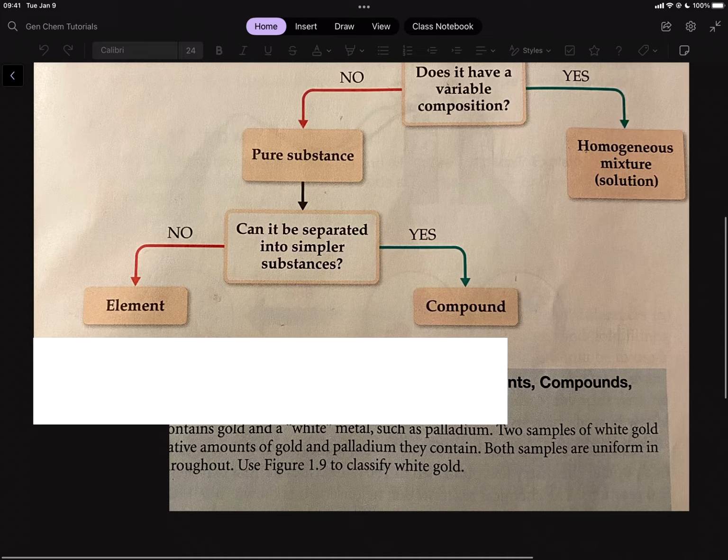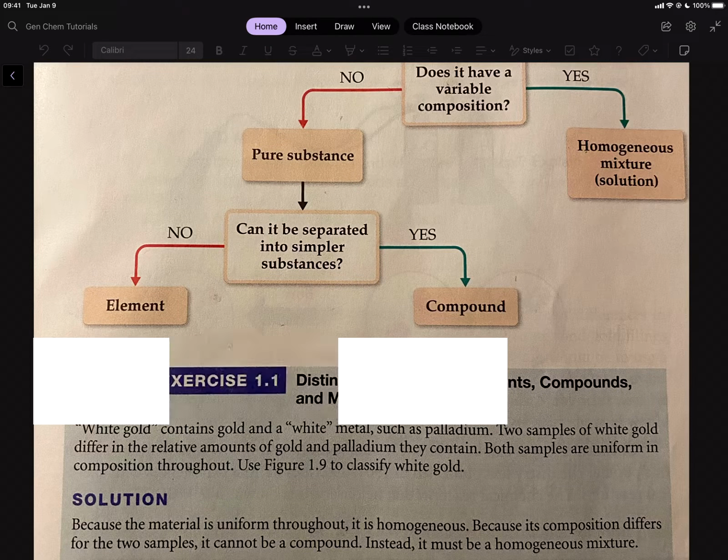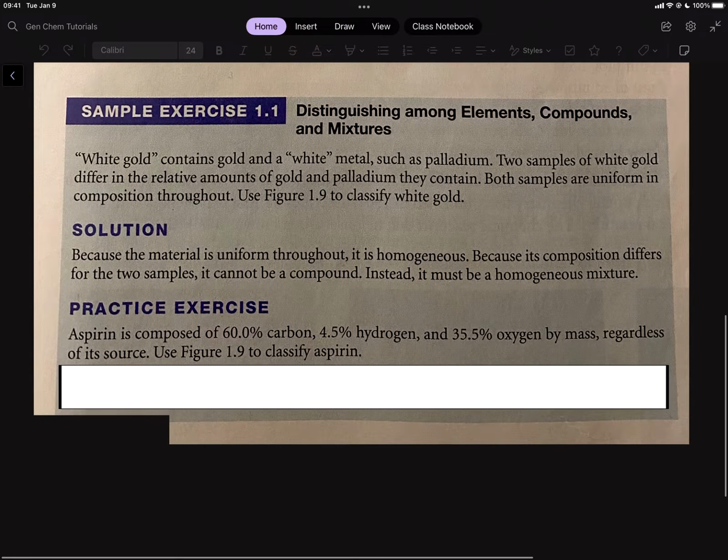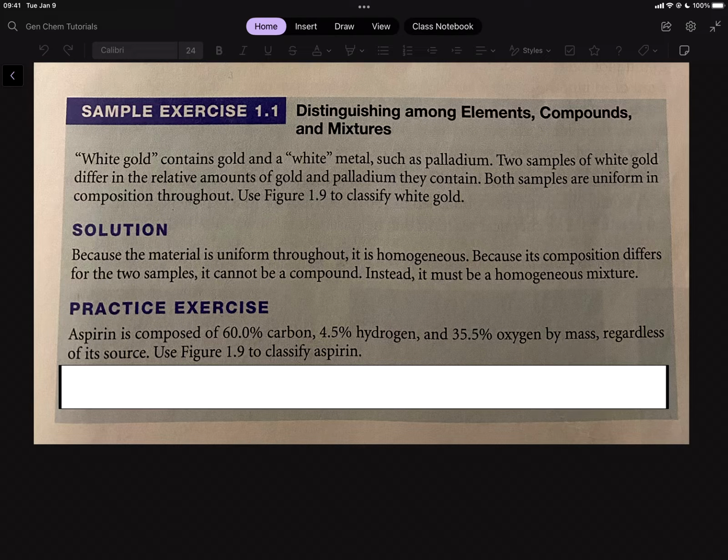We'll let the screen catch up here. So we're given a nice sample exercise. We'll let that load. Distinguishing among elements, compounds, and mixtures. That white box that remains, I put that there intentionally. So I like this format where they give us a practice problem with the answer, and then they give us yet another practice problem just to hone in the skill.